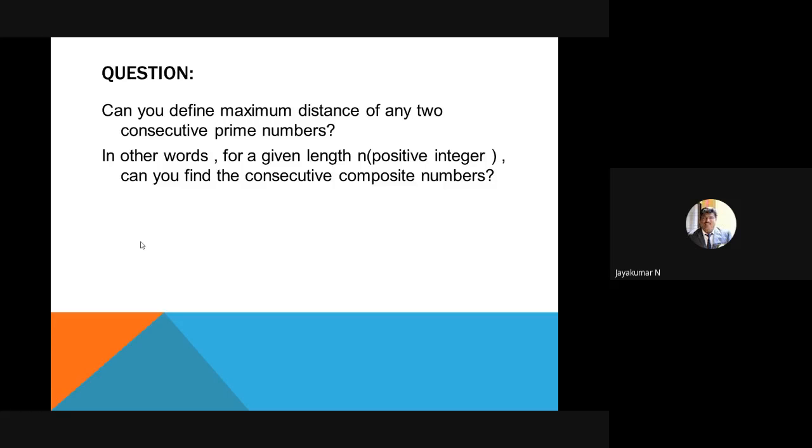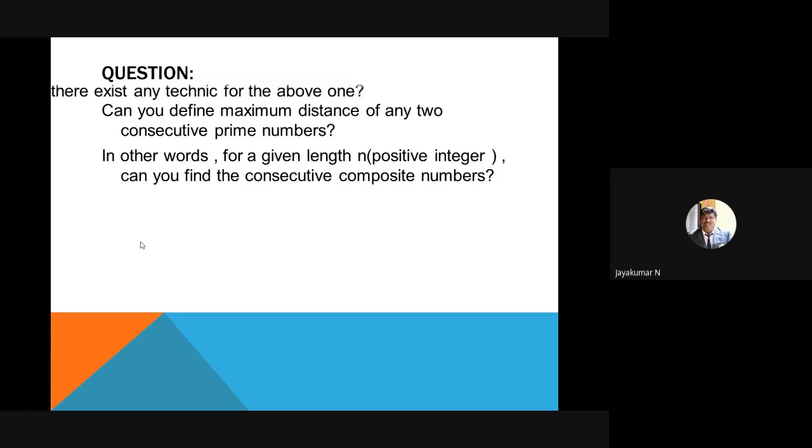So in other words, for a given length n, can you find that many consecutive composite numbers? Suppose we cannot define the maximum distance. That means for each and every n, we are able to find n consecutive composite numbers. Suppose we can find 10 consecutive composite numbers, 100 consecutive composite numbers. If the first answer is yes, that is, a maximum distance is possible, then the second question automatically fails. Only a fixed n we could find.